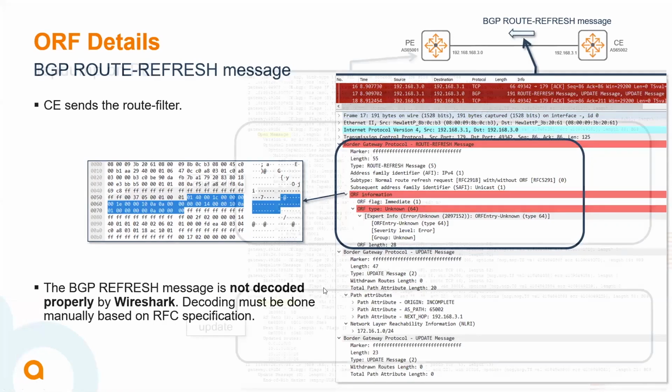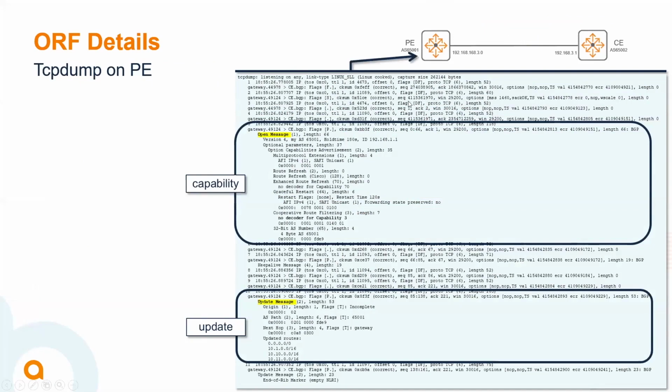To help a little bit on that, I put here a tcpdump done on the PE and on the CE on the next slide, just to have an alternate view from Wireshark that gives a bit better clarity for decoding the prefix list. So this is on the PE. Here you retrieve the capability. You retrieve the update messages that the PE is sending later on, so you see the updated routes that the PE is sending after it performed the outbound route filter.